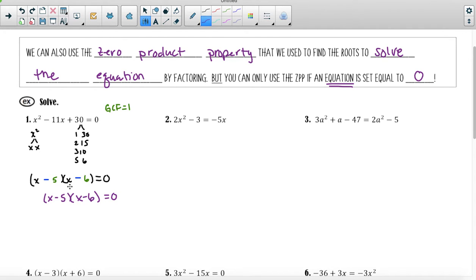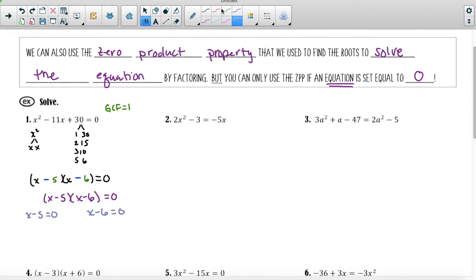I have factored it, but I'm not finished because it did say to solve. I use the zero product property so I can find my x-intercepts. I take my factors and I set them equal to 0. So I take my x minus 5 and I set it equal to 0. I take my x minus 6 and I set it equal to 0.